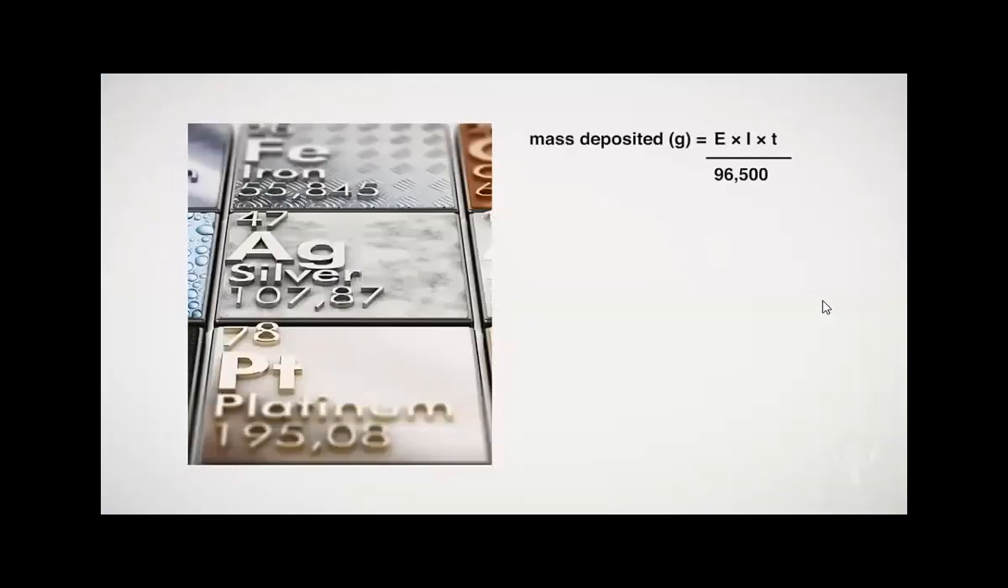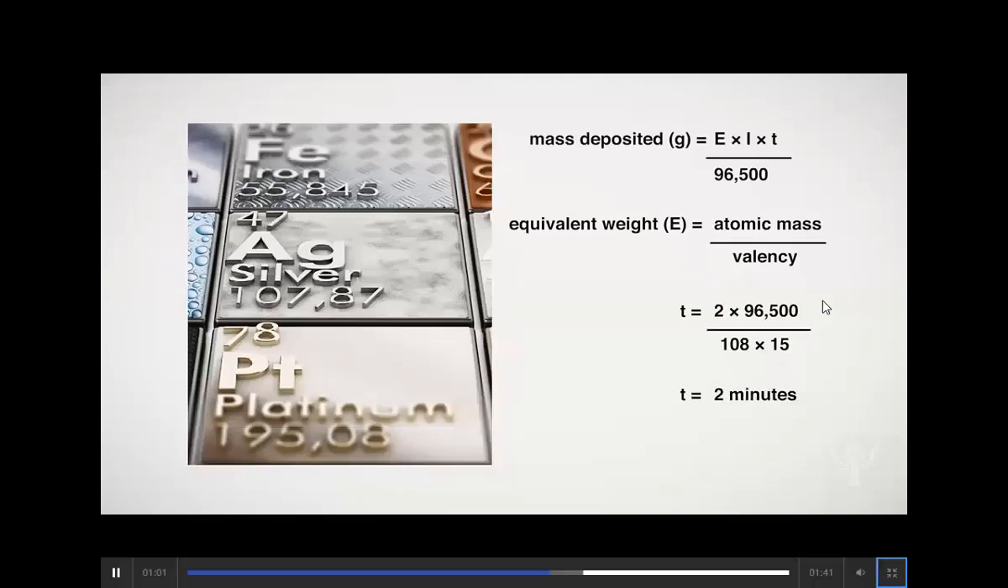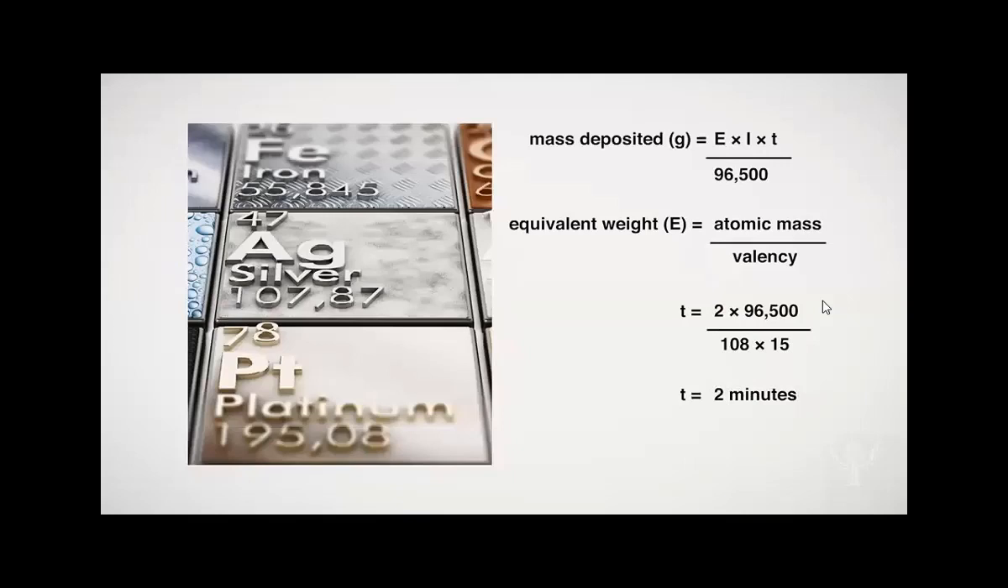Remember, the equation for mass deposited is the equivalent weight times current times time, divided by 96,500. Well, we know that the mass is 2 grams. The equivalent mass is 108, and let's say we use a current of 15 amps. If we substitute all of those values into the equation and then rearrange, we get a time of 120 seconds, or 2 minutes. So the chemist would know to run the electrolysis circuit for 2 minutes to coat the necklace with 2 grams of silver.